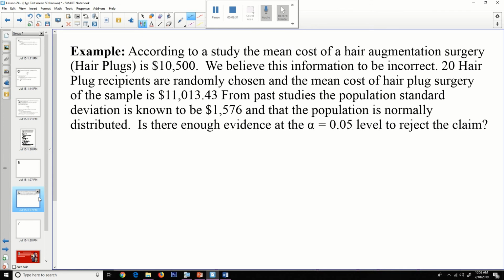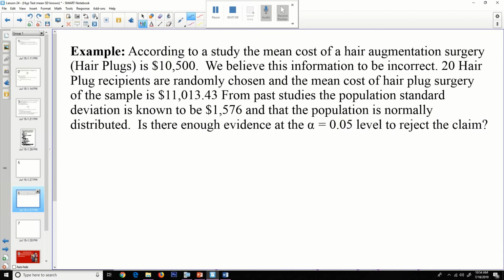According to a study, the mean cost of hair augmentation surgery, hair plugs, is $10,500. We believe this information to be incorrect. 20 hair plug recipients are randomly chosen, and the mean cost of hair plug surgery of the sample turns out to be $11,013.43. For past studies, the population standard deviation is known to be 1,576, and the population is normally distributed. Is there enough evidence at the 0.05 level to reject the claim?